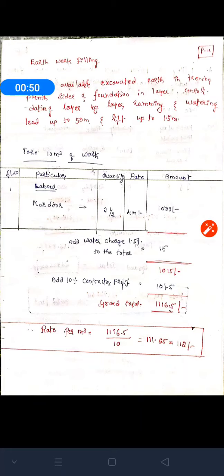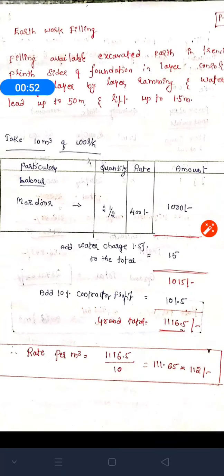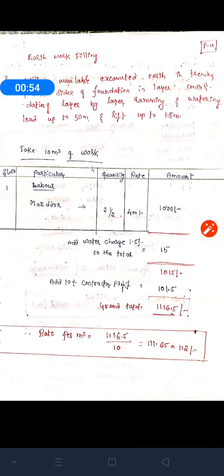And here he has given this question: earthwork filling with available excavated earth in the trenches at the sides of the foundation, in layers, consolidating each layer by ramming and watering, lead up to 50 meter, lift up to 1.5 meter. It means the length will be around 50 meter and the depth will be 1.5 meter. And he has mentioned to take 10 meter cube of work. So we should consider 10 meter cube of work.